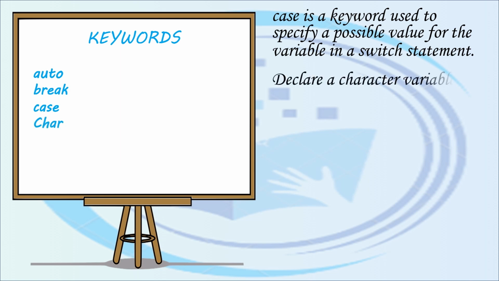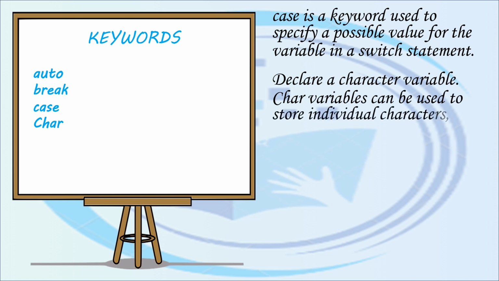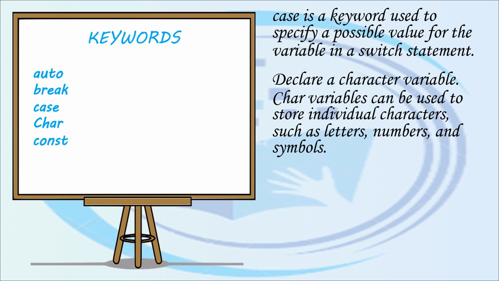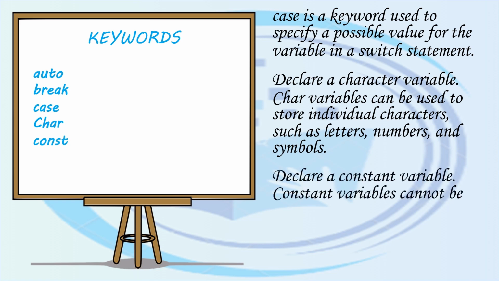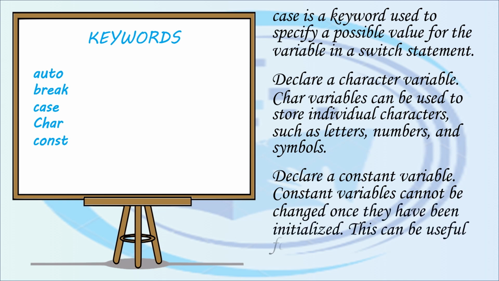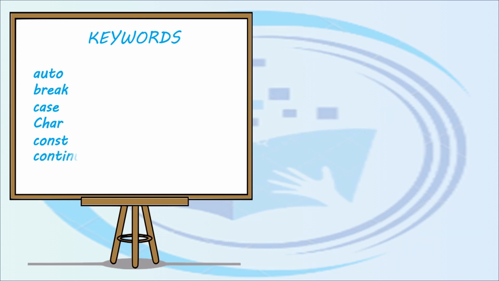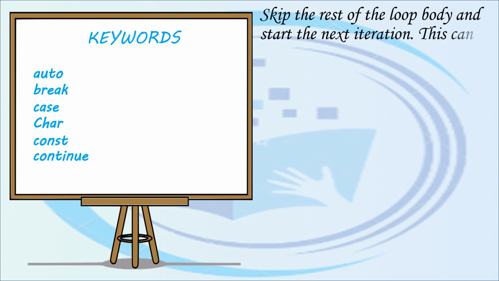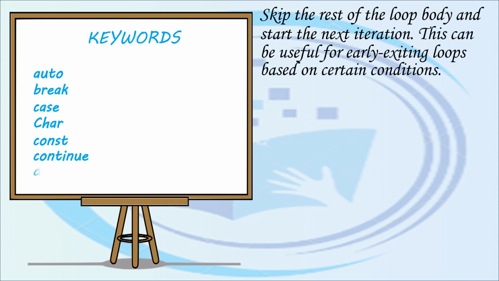Char: declare a character variable. Char variables can be used to store individual characters, such as letters, numbers, and symbols. Const: declare a constant variable. Constant variables cannot be changed once they have been initialized. This can be useful for preventing errors and making code more reliable. Continue: skip the rest of the loop body and start the next iteration. This can be useful for early exiting loops based on certain conditions.